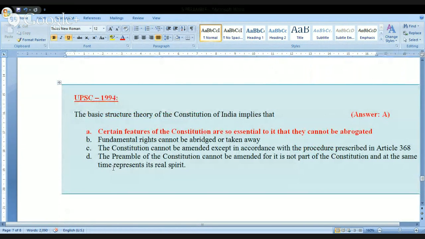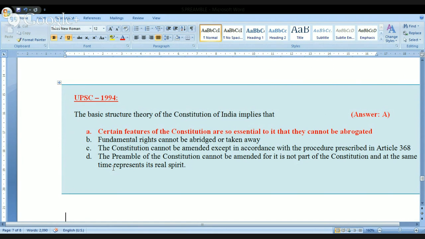The basic structure theory of the Constitution of India implies that... Kindly remember this one. What is basic structure is nowhere mentioned in the Constitution. I am repeating my statement. What is basic structure is not mentioned in the Constitution. But today we know what is the basic structure. It is because of the various judgments that are given by the Supreme Court. And according to the basic structure theory that is given by the Supreme Court, now look at the answers A, B, C, D.